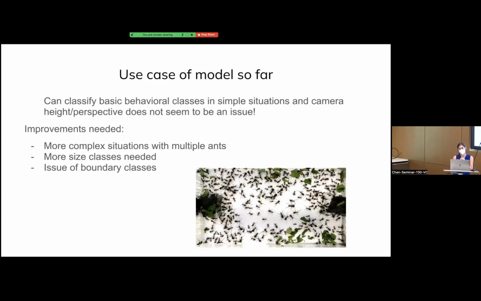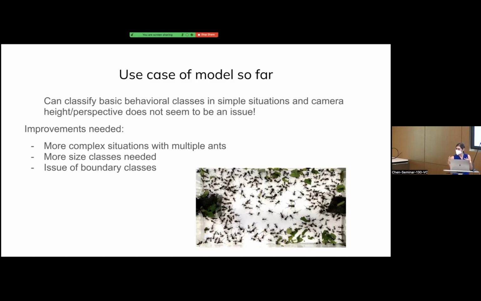The caveat is it's pretty simple situations, where it's a single ant in the images, and this is a more realistic instance, where there are a lot of ants, a lot of leaves, probably more complex backgrounds than even this. So I really need improvements to be able to use it in a situation like this, but in a situation where I can get ants singly, I could probably easily detect their size. And yeah, there's this issue of boundary classes, but I am excited that this perspective height doesn't seem to be affecting it too much.